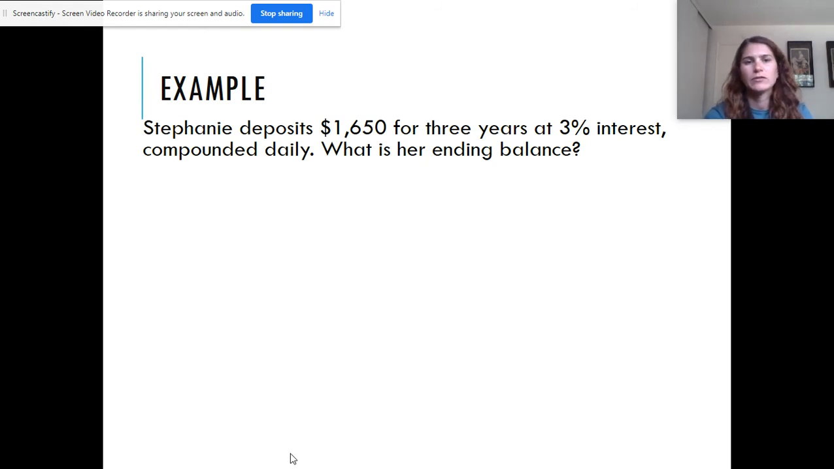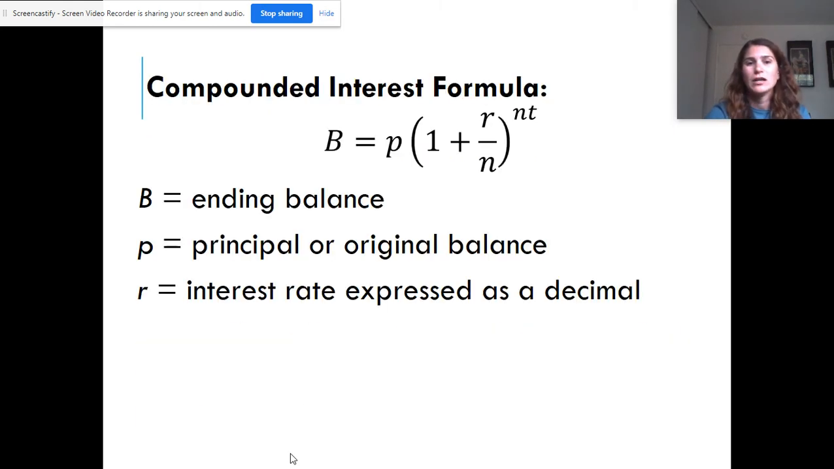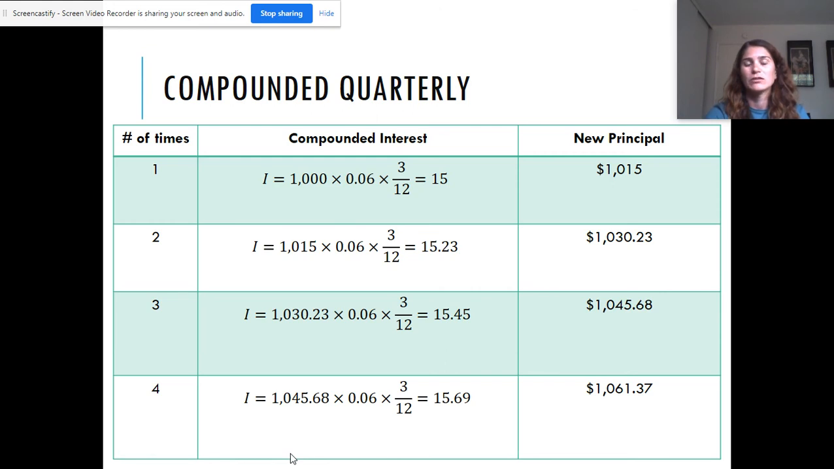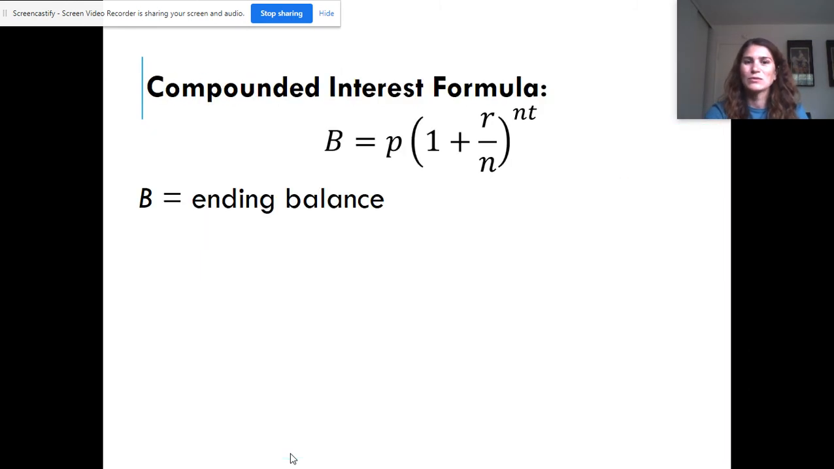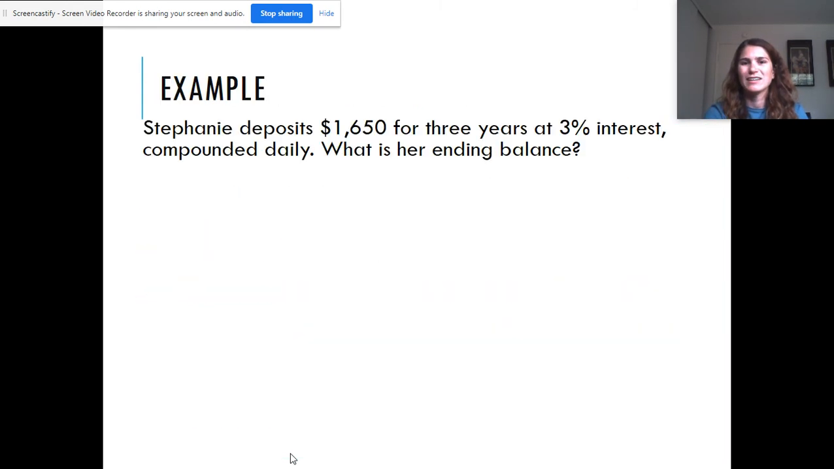So for example, we have Stephanie depositing $1,650 for 3 years at 3% interest compounded daily. What is her ending balance? We want to try and figure this out. What would we have to do if we compounded daily? How many times would we have to calculate with our simple interest formula if we compounded daily? Any guesses? That's right, 365 times. We would have to do that simple interest formula, just like we did with our quarterly right here. We have to do this 365 times. I'm guessing you guys don't want to do that. So that's why we're going to use this formula. It's a lot faster. It helps us out.